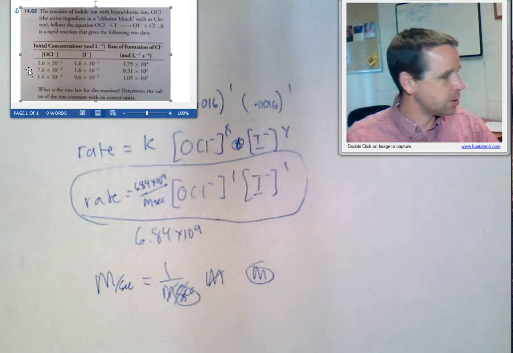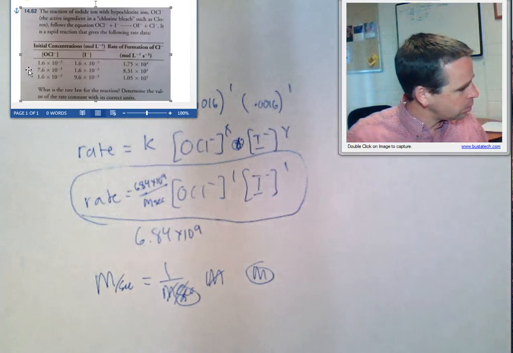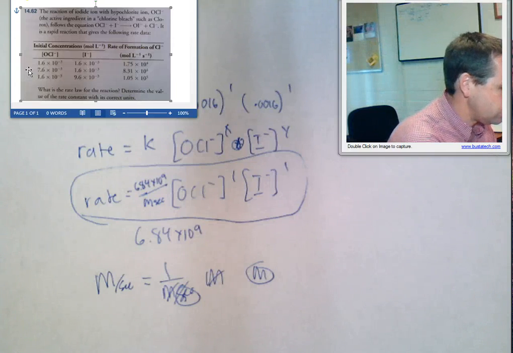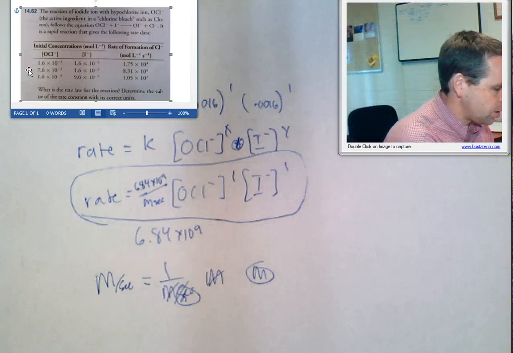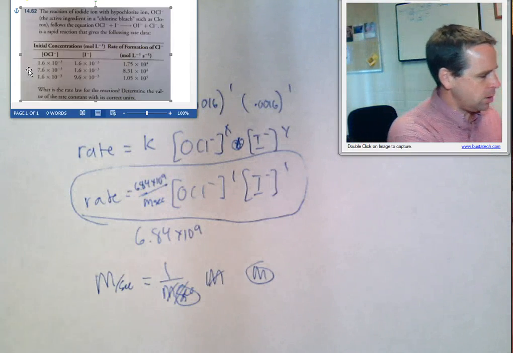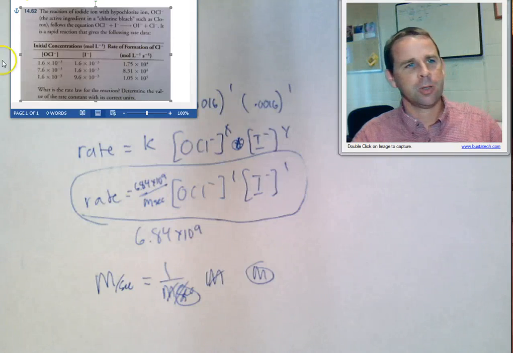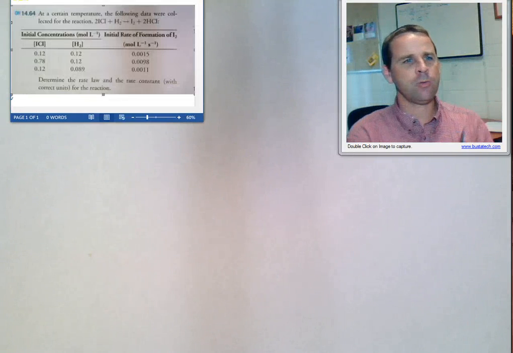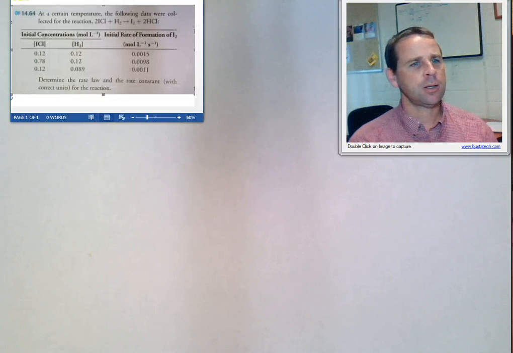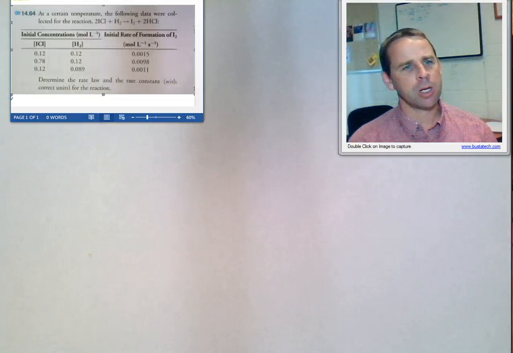All right, so that was 462. I can double check on that one. 6.8 times 10 to the 9th is my K value, and the exponents are both 1. All right, excellent. All right, 464. At a certain temperature, the following data were collected. We want to determine the rate law and the rate constant with correct units for the reaction.